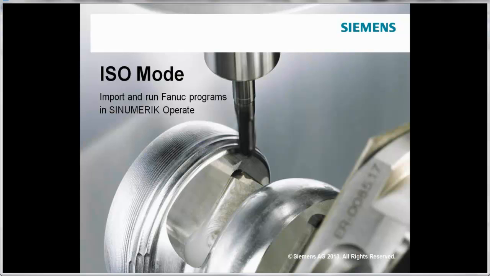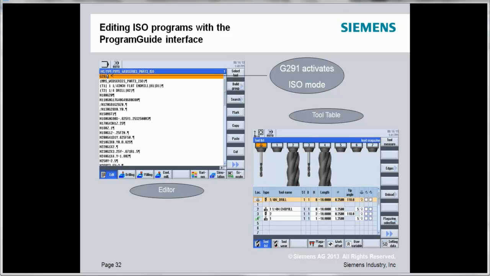But within that, we have this ISO mode. The way this works is you simply put a G291 command anywhere within the part program, but it has to be just prior to the FANUC protocol. So the whole program doesn't have to be in this ISO protocol or this FANUC style. You can do pieces.